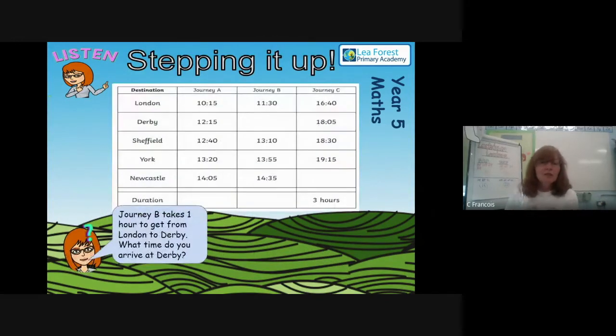So journey B takes 1 hour to get from London to Derby. What time do you arrive at Derby? I'm leaving you to do that question on your own because that's quite simple. Journey B takes 1 hour to get from London here to Derby here. So what time will I arrive in Derby? Over to you.